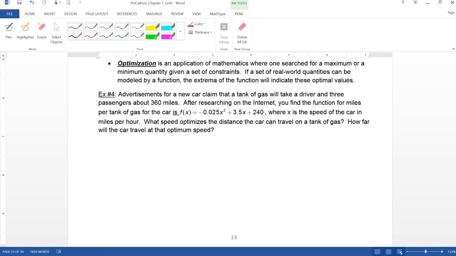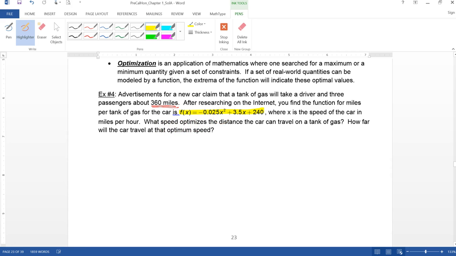Advertisements for a new car claim that a tank of gas will take a driver and 3 passengers about 360 miles. After researching on the internet, you find the function for miles per tank of gas is this, where x is the speed of the car in miles per hour. So obviously, there is like city MPGs and highway MPGs, and that depends on how fast you're driving and how much you're slowing down and so on and so forth.